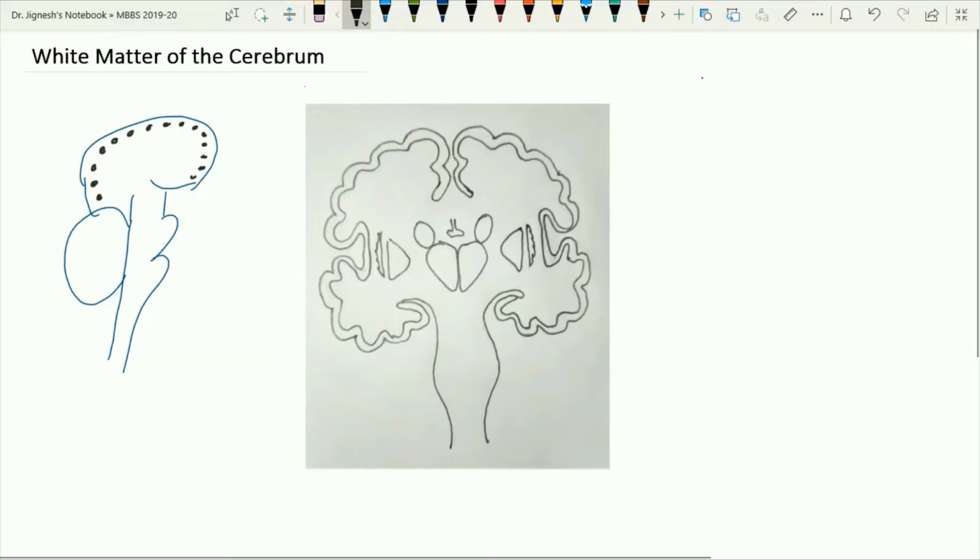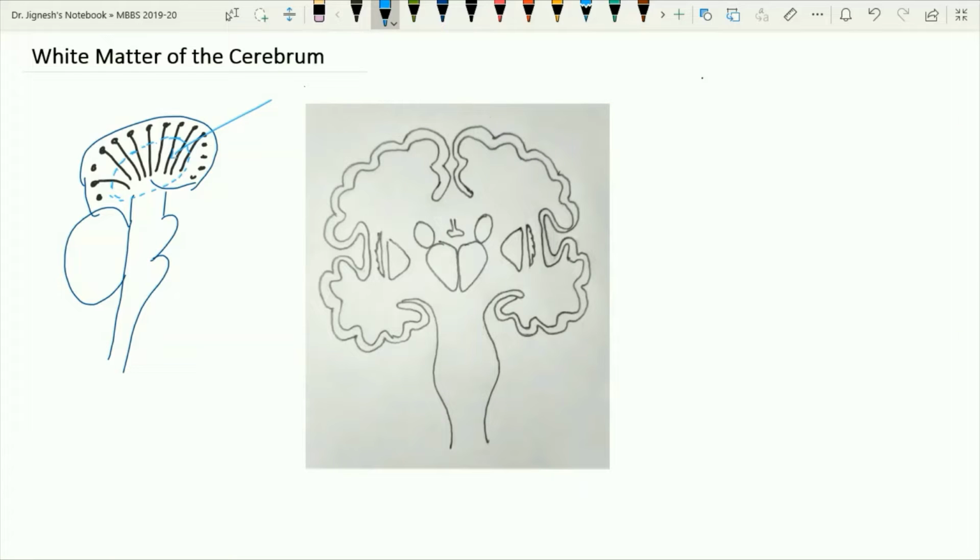From there the axons arise, and these axons pass downward. They pass through the center part of the cerebrum, and that's why the central part of the cerebral hemisphere looks whitish in color, and that's why this area is called the white matter of the cerebrum. So white matter consists of the axons of the neurons as well as the neuroglial cells.